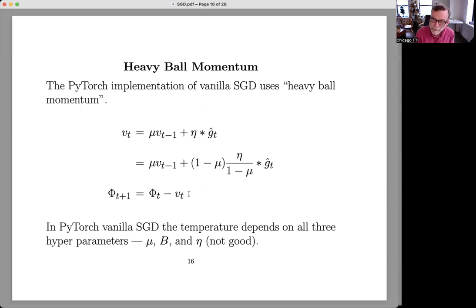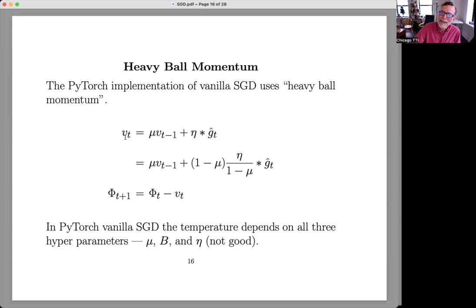Unfortunately, vanilla SGD in PyTorch uses a different parameterization of momentum, something called heavy ball momentum. And heavy ball momentum is a parameterization in which the momentum parameter changes the temperature. And that's not a good thing. So what is heavy ball momentum? This is heavy ball momentum. And I'll maybe try to explain why it's called heavy ball momentum.